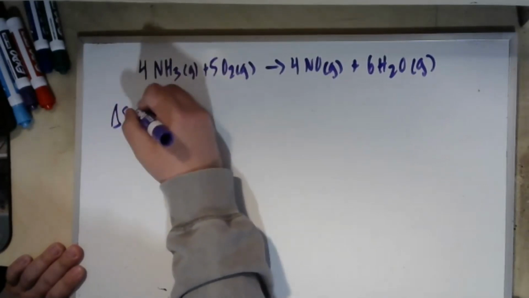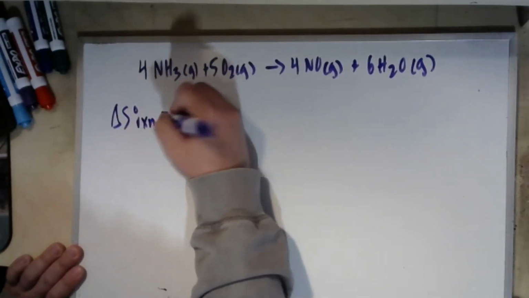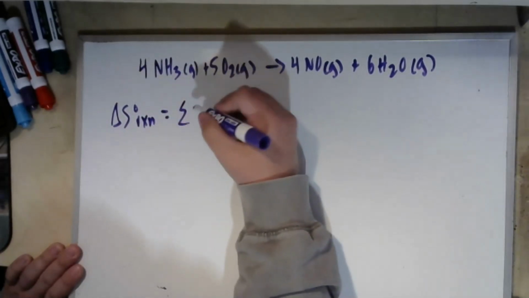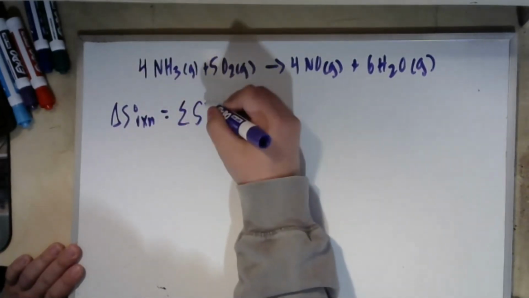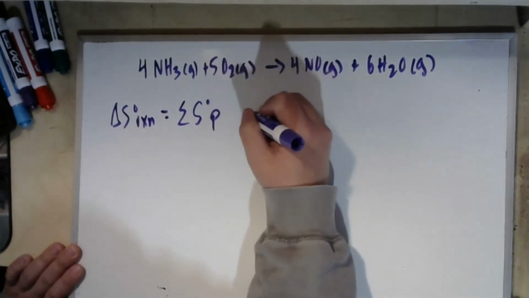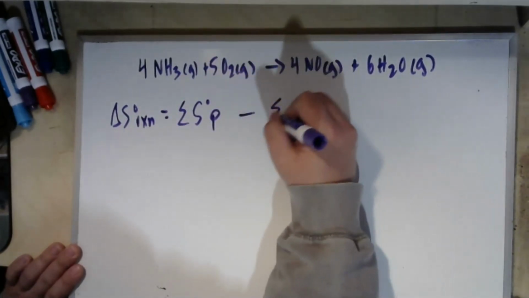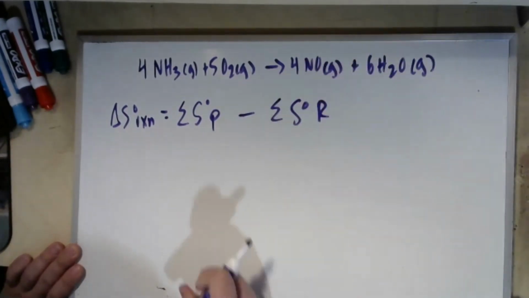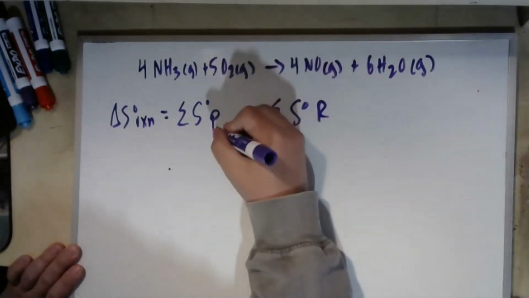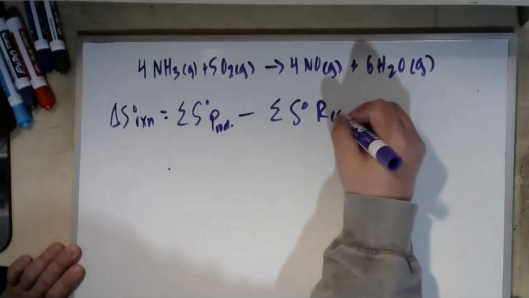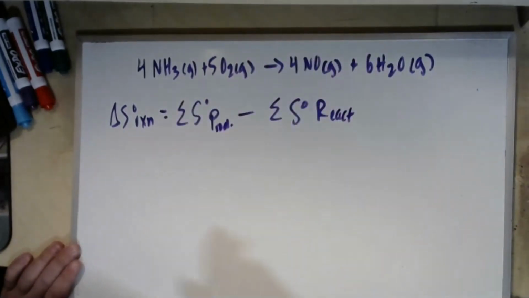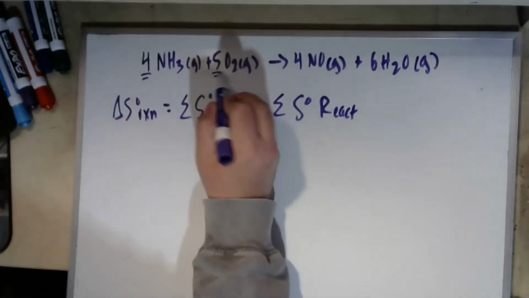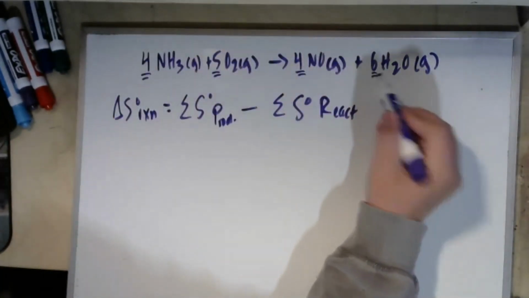To find the delta S for this reaction, we are going to take the sum of the entropy values of the products. We're going to subtract them from the sum of the entropy values of the reactants. Okay, and we are going to include the molar coefficients in this calculation.